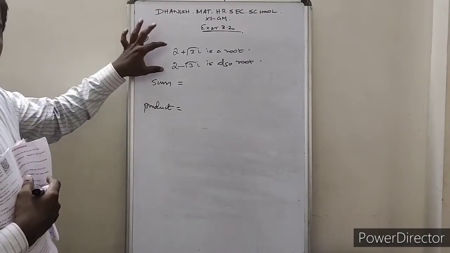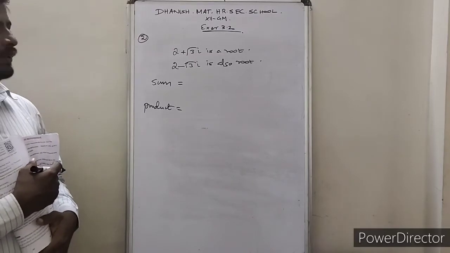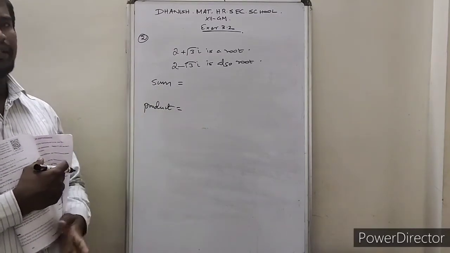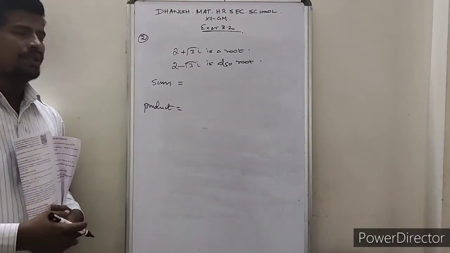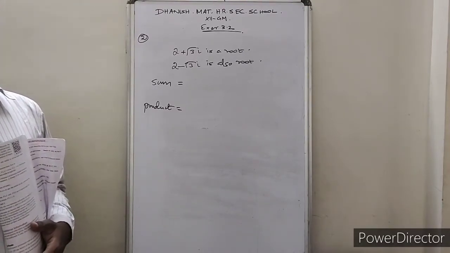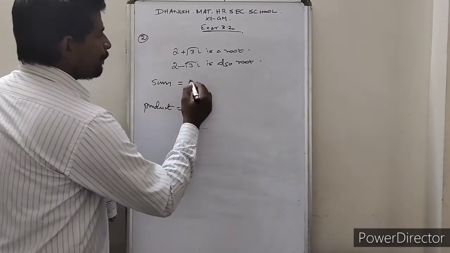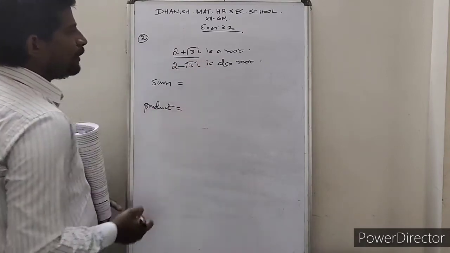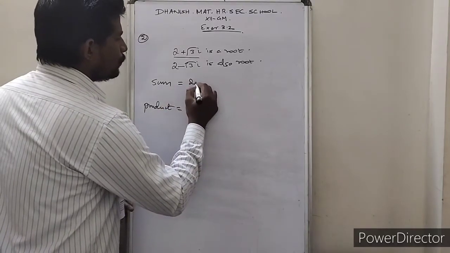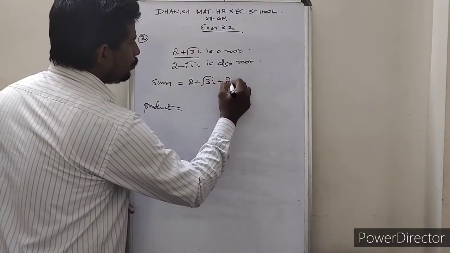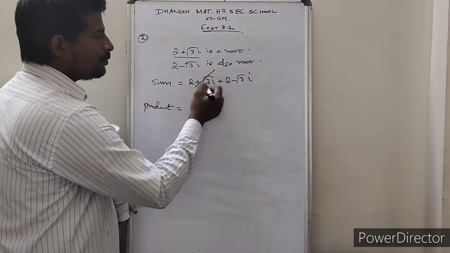Here we are having two roots alone. With the help of two roots we can write the quadratic equation. If you want to write a quadratic equation, you should know the sum of roots and the product of the roots. Now I am going to find the sum of roots. Here our roots are 2 plus root 3i and 2 minus root 3i. I am going to find the sum: 2 plus root 3i plus 2 minus root 3i. Here plus root 3i and minus root 3i will get cancelled.